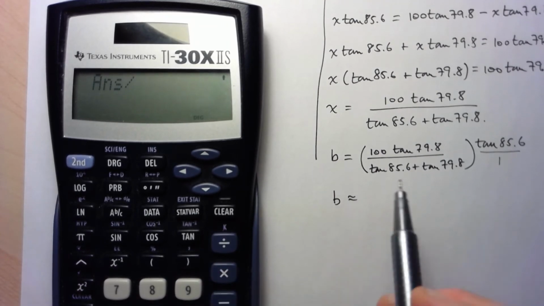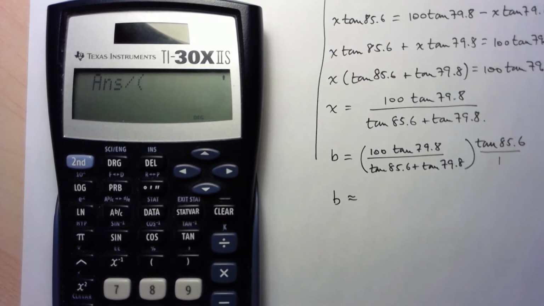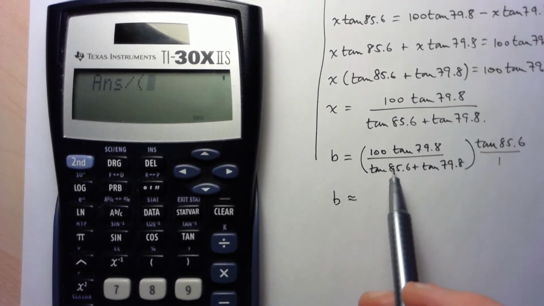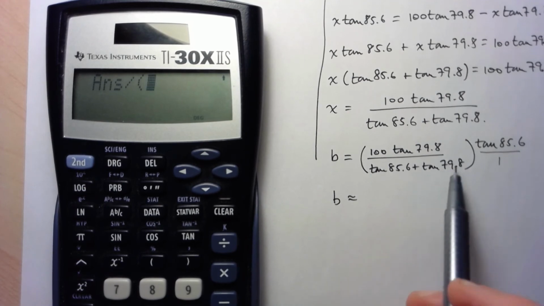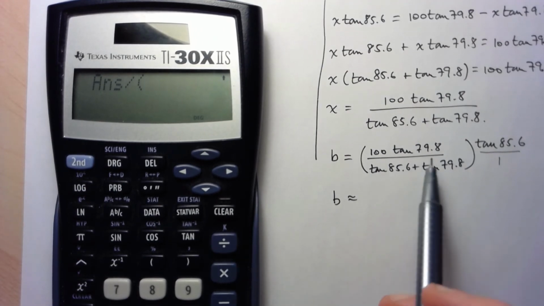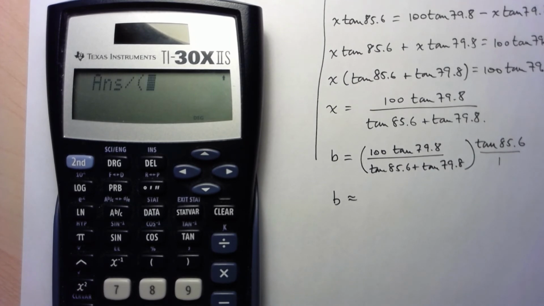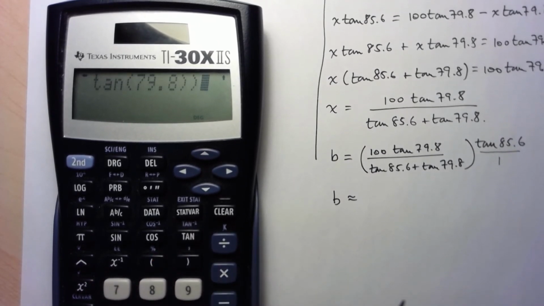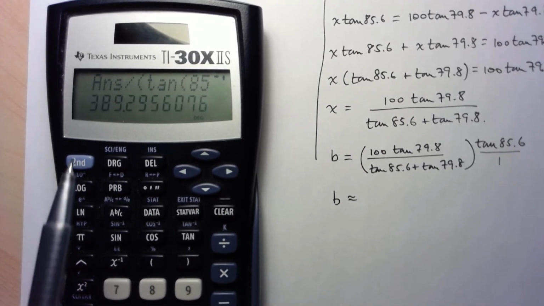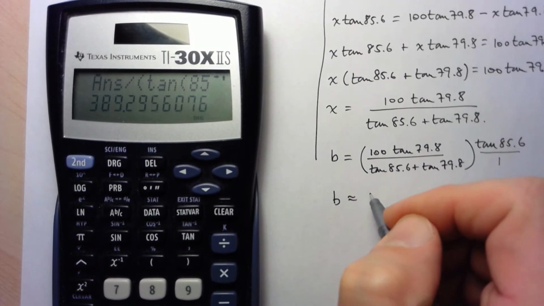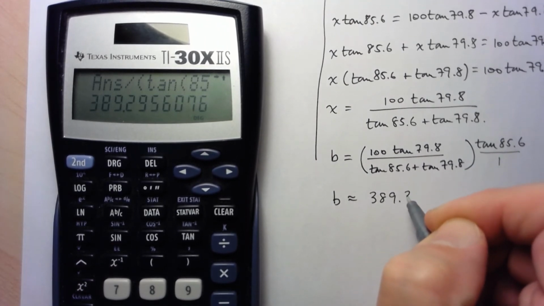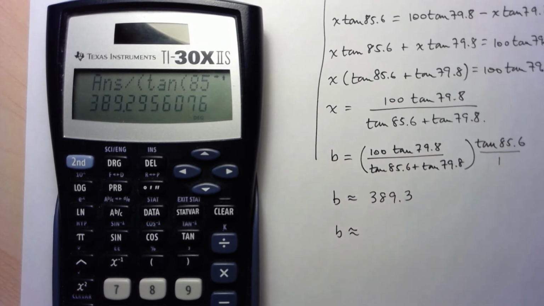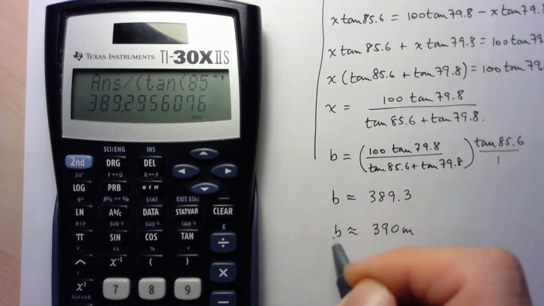And let's divide that now by the denominator here and make sure you open up a bracket. Okay, because if you don't, it'll just divide and then add that answer to the other expression. So you have to help this calculator out with the BEDMAS of it. Okay, so here we have tan of 85.6, plus tan of 79.8, and there it goes. Hey, pretty much the same answer we got before, 389.3, and of course, since they want it to the closest tens, we have 390 meters.